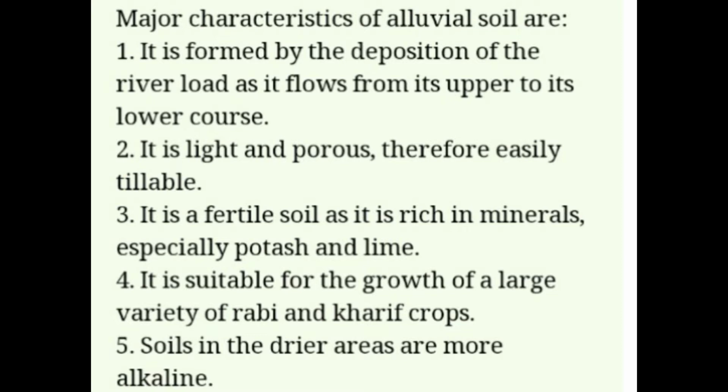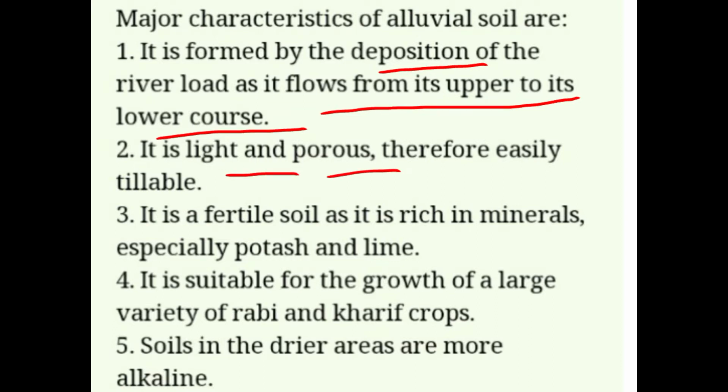The main characteristics of the alluvial soil are: it is formed by the deposition of the river loads. As the river water flows down, it brings down the fertile alluvium from the upper course to the lower course, from the upper regions to the lower regions, and gets it deposited. It is light and porous. It has holes present for the seepage of water, for the entry of water. So it is easily tillable or cultivable.